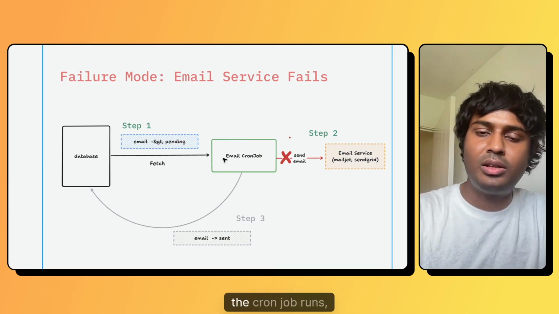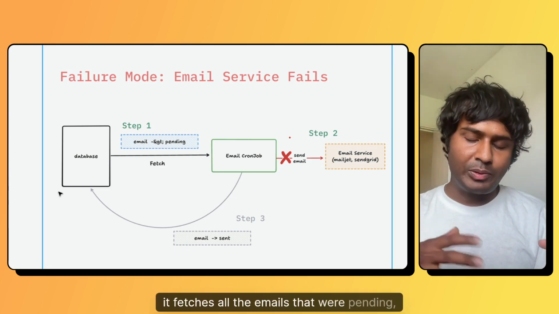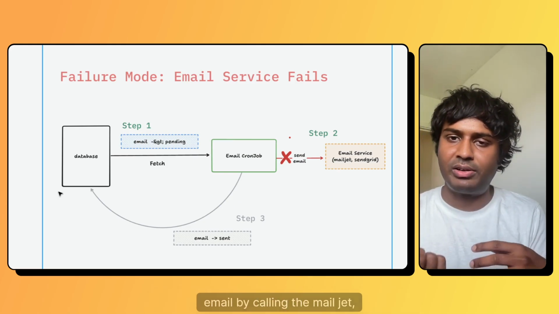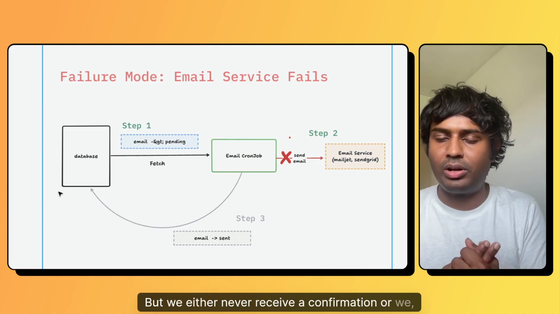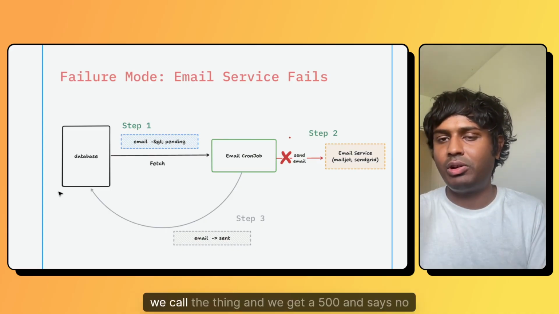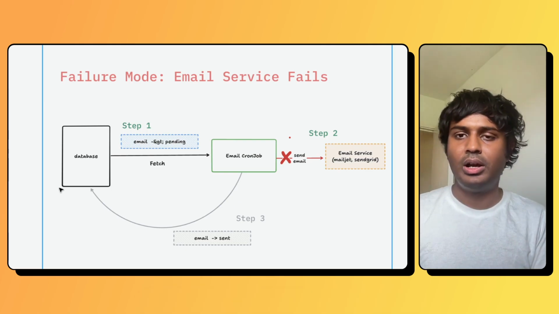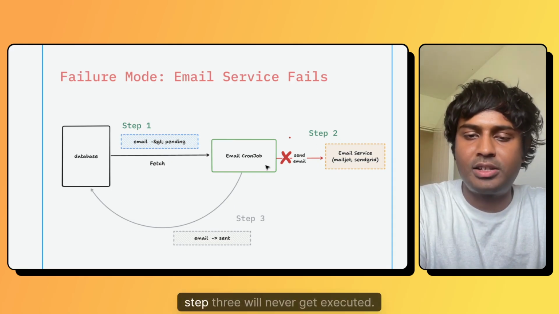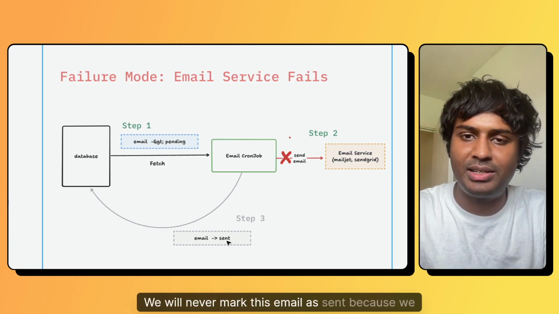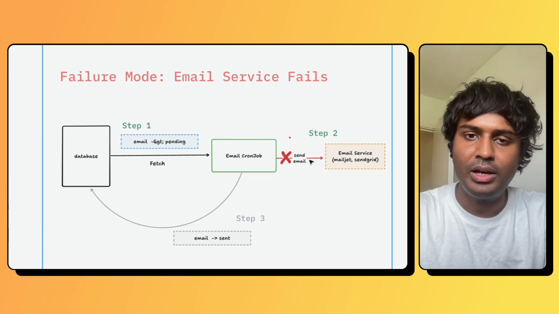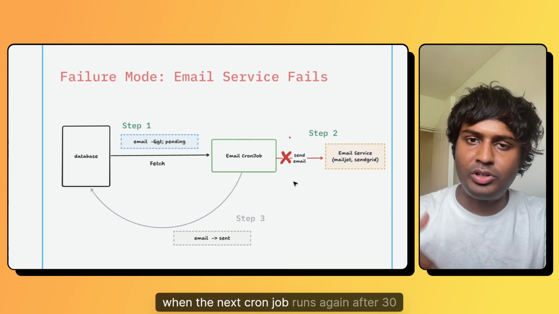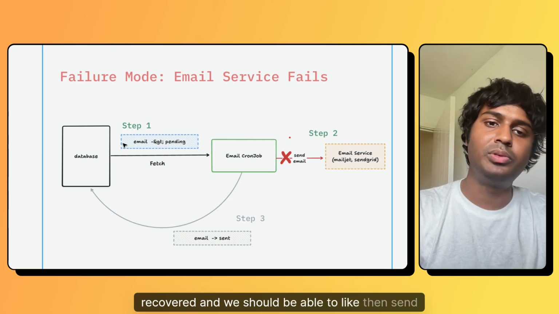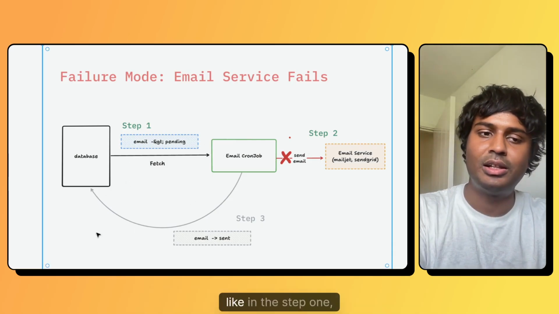So let's say the cron job runs, it fetches all the emails that were pending, right? And for those pending emails, it tries to send the email by calling the Mailjet, right? But we either never receive a confirmation, or the call fails. We call the service and we get a 500 saying our request failed, right? What happens then? Well, because step 2 failed, step 3 will never get executed. We will never mark this email as sent because we didn't receive a success response. And when the next cron job runs again after 30 minutes, hopefully by that time the email service has recovered, and we should be able to send the email again and mark it as sent, like in step 3, right?